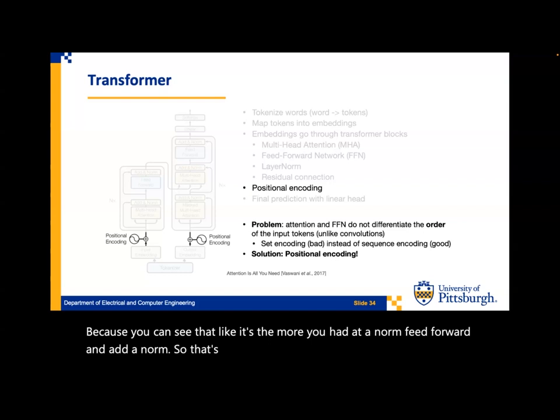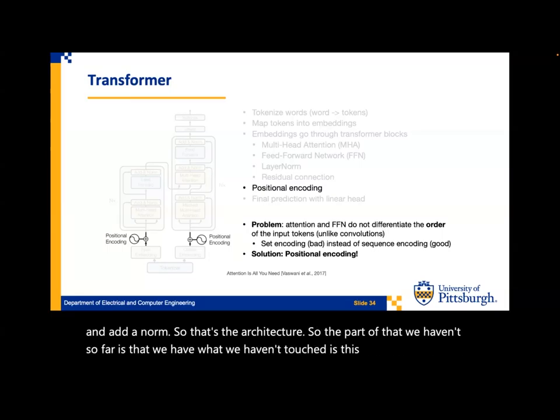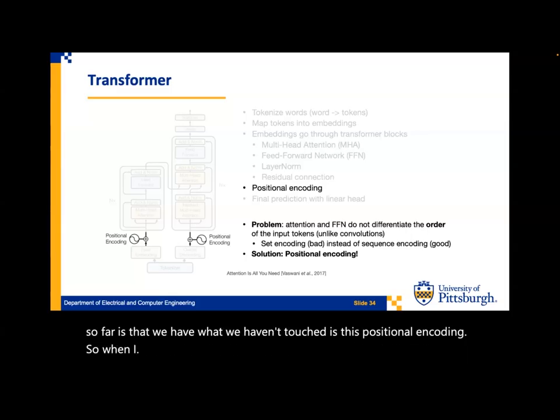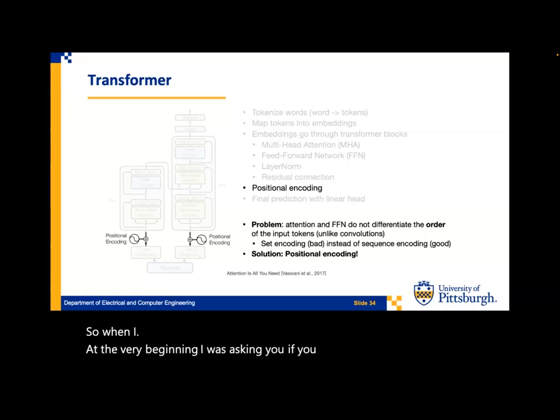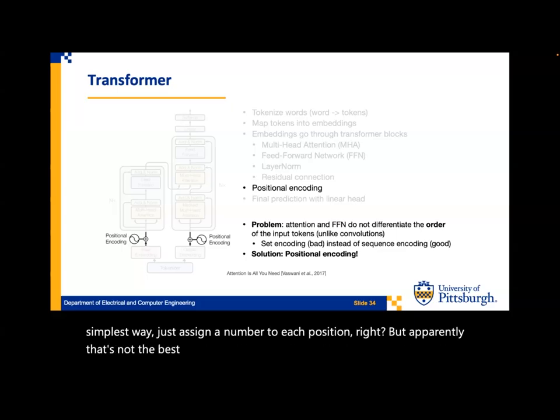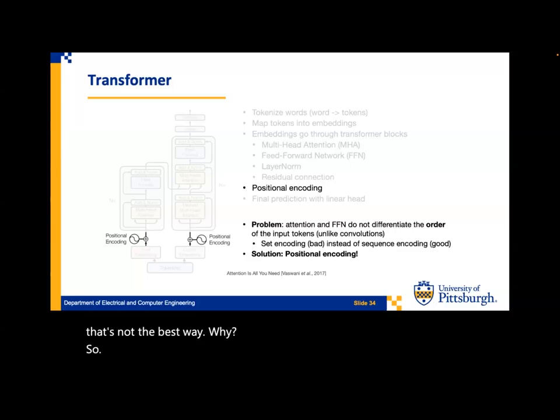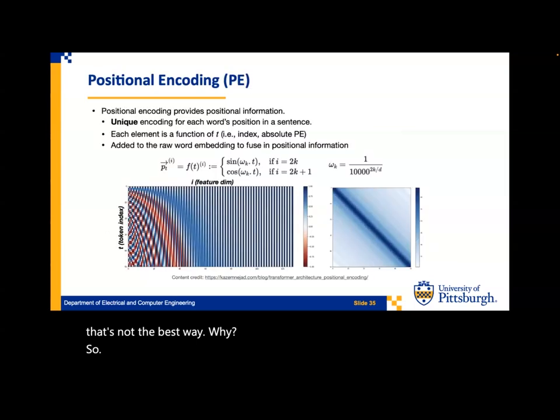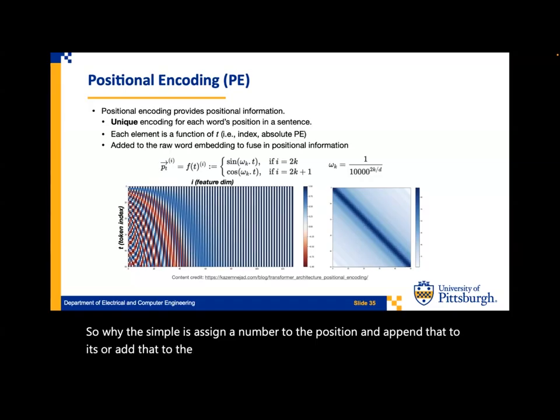so that's the architecture. So the part that we haven't touched so far is this positional encoding. At the very beginning I was asking you, if you were designing this, the simplest way is just assign a number to each position, right? But apparently that's not the best way. Why? So why simply assign a number to the position and append that to, or add that to the original embedding, is not a great idea.